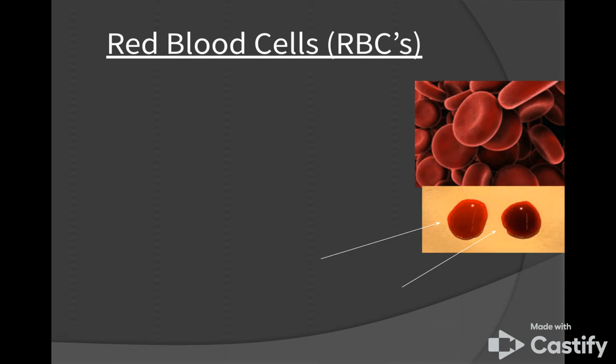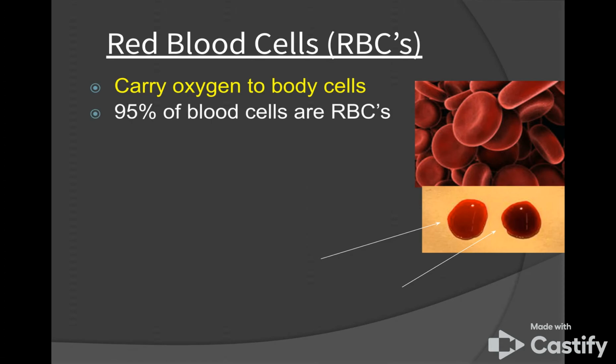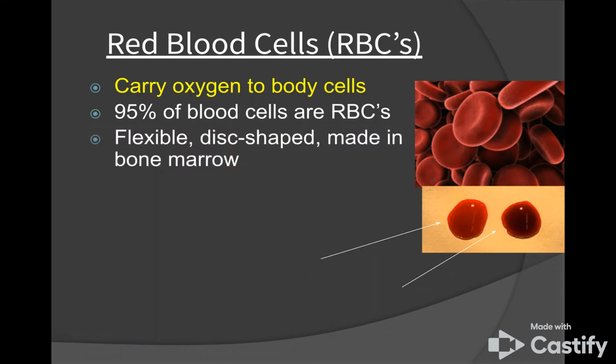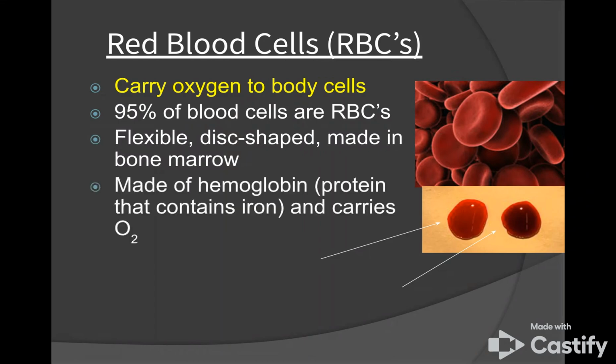Your red blood cells, or your RBCs, carry oxygen to your body cells. 95% of your blood cells are red blood cells. They are flexible, disc-shaped, and they're made in your bones, your big long bones, like your femur and your humerus. Red blood cells contain a lot of hemoglobin, which is a protein that contains iron, and that can attach to oxygen.